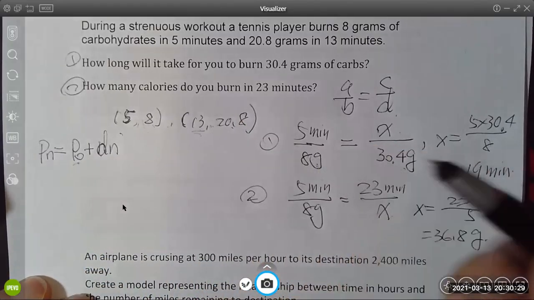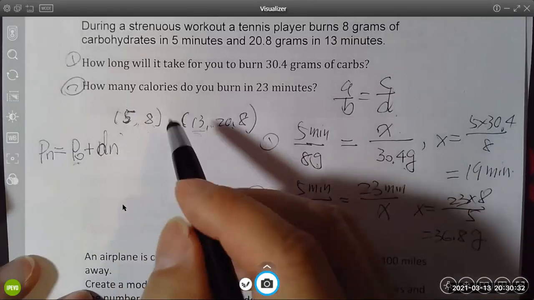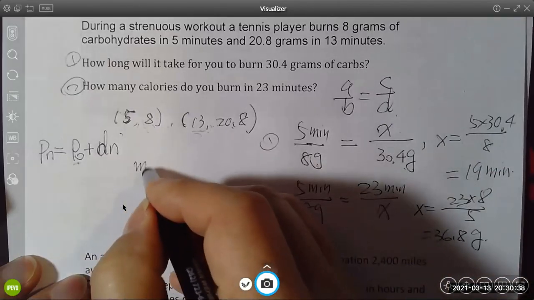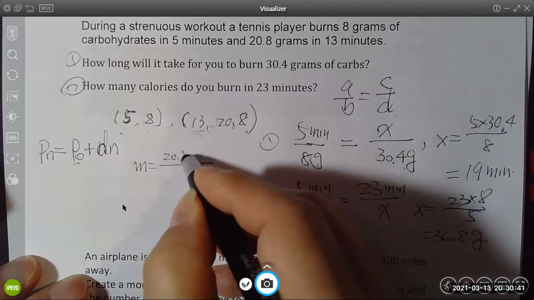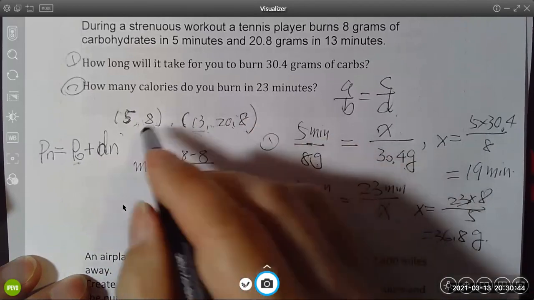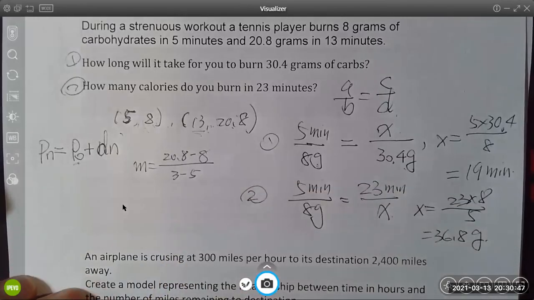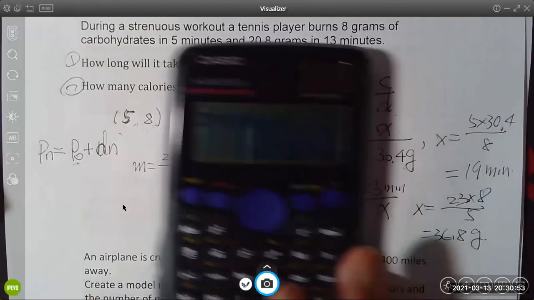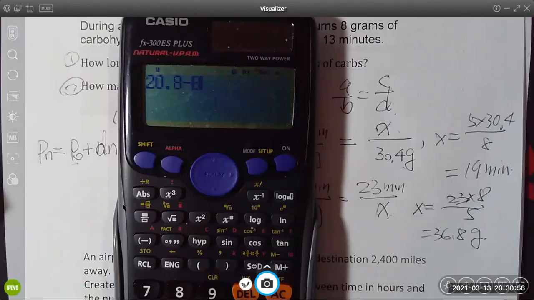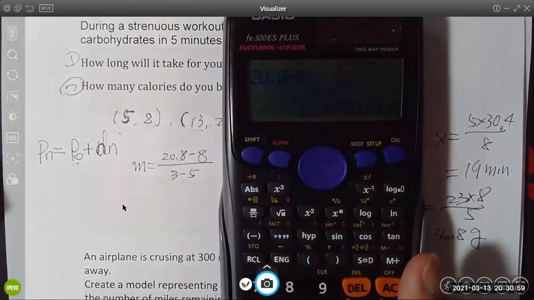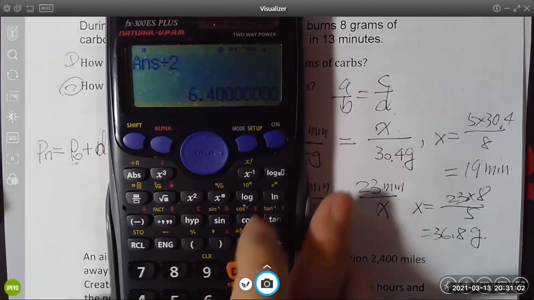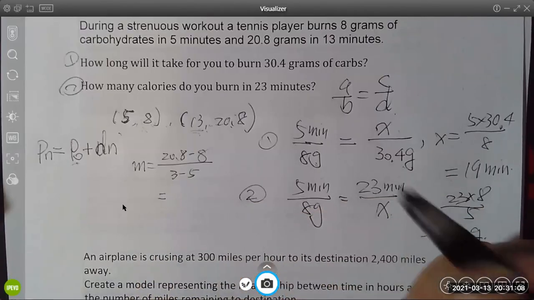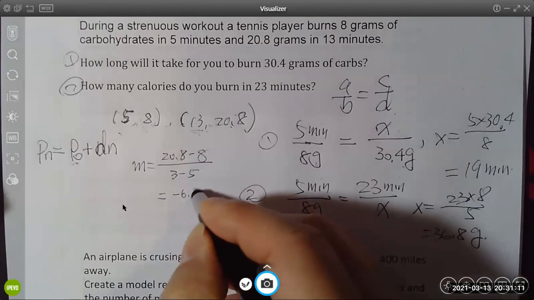How do you do that? First, you need to find the rate of change, by using these two numbers. So I'm going to do that quickly. 20.8 minus 8, y minus y over x minus x, right? 3 minus 5. Let's just do the calculation. 20.8 minus 8 equals 12.8, divided by -2. Divided by 2, we get 6.4 negative. Is that right? 20.8, yeah, negative 6.4.